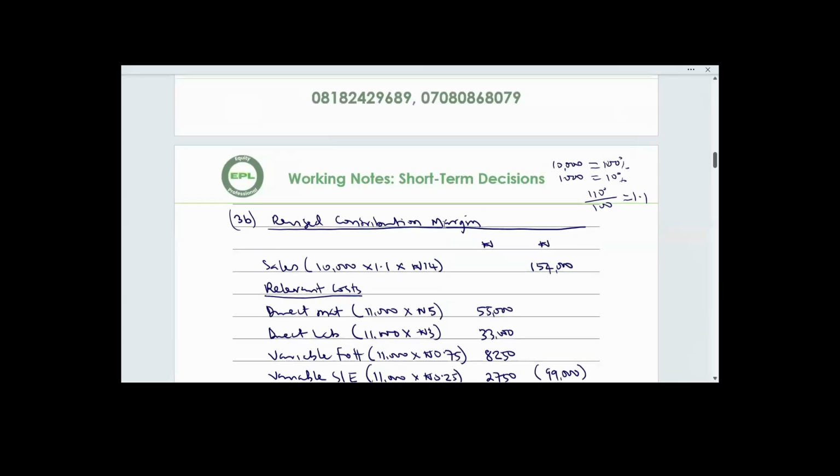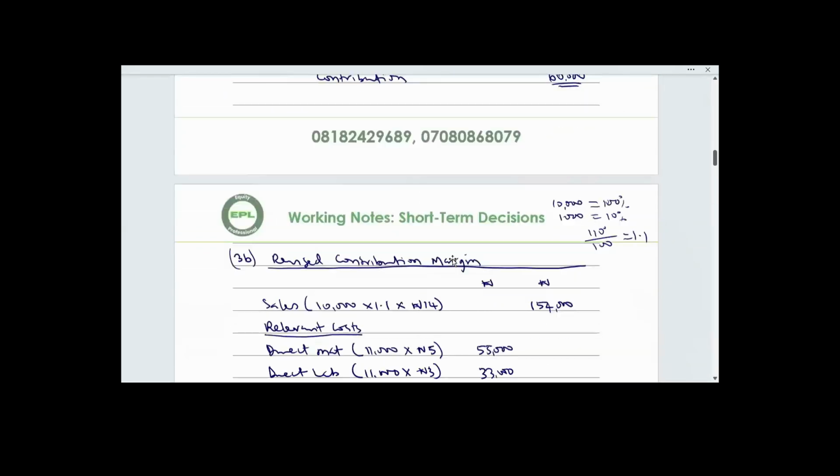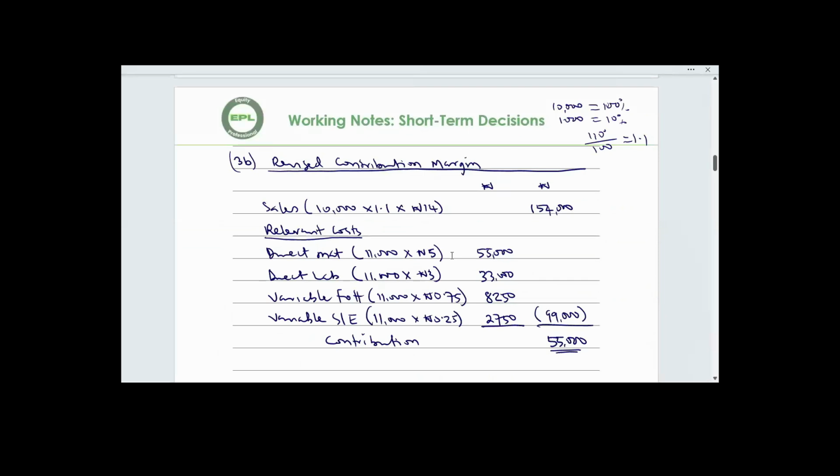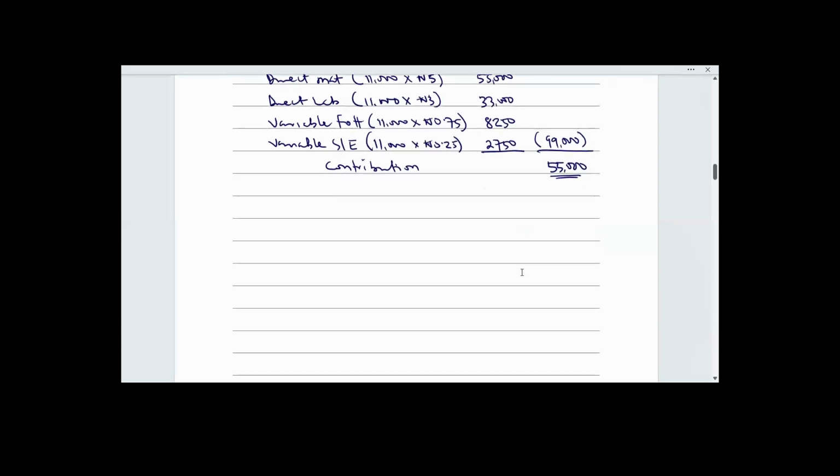So as you can see, the revised contribution is 55,000. The current contribution margin is 60,000. So what that means is that if sales volume increases by 10% and selling price is reduced to 14 naira, the company will lose contribution of 5,000 naira. That's the implication. That's what the examiner wants you to determine. Therefore, I would say the company will lose contribution of 5,000 naira. That is 60,000 minus 55,000.